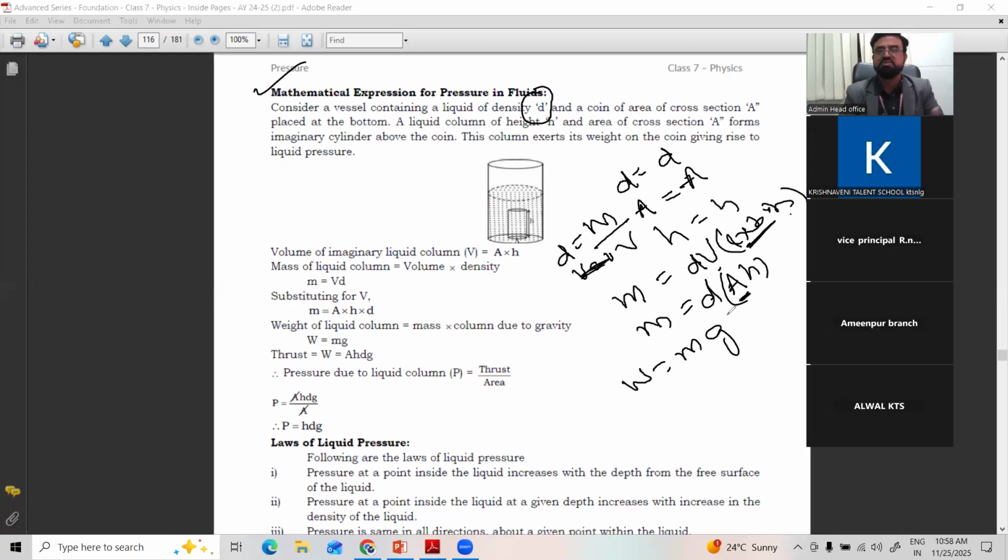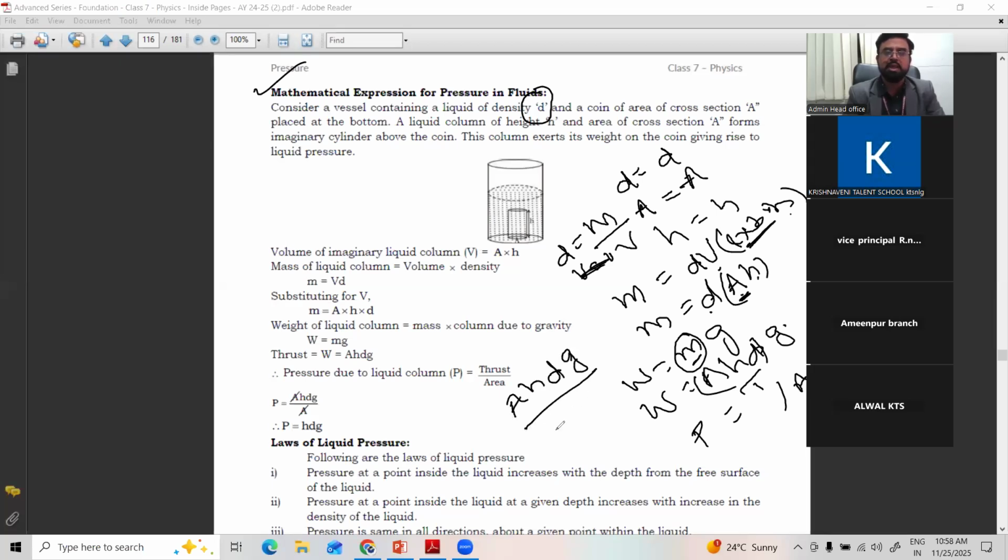From the formula weight W is equal to mg, F is equal to ma, same formula. So W is equal to, in place of m, we wrote A H D, into g. In place of m we wrote A H D and g as it is. That is W. So pressure due to liquid is nothing but thrust by area. Pressure is equal to thrust by area. Thrust is nothing but weight only. So thrust is A H D g by A. A cancels. So what will we get? Pressure is equal to H D g.